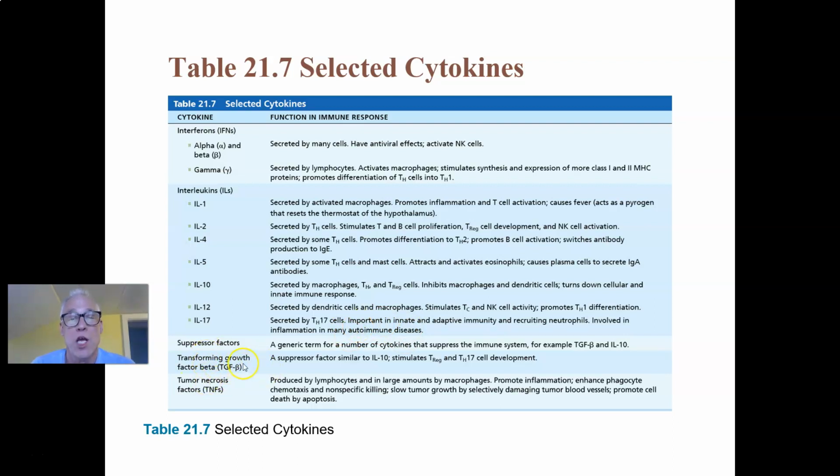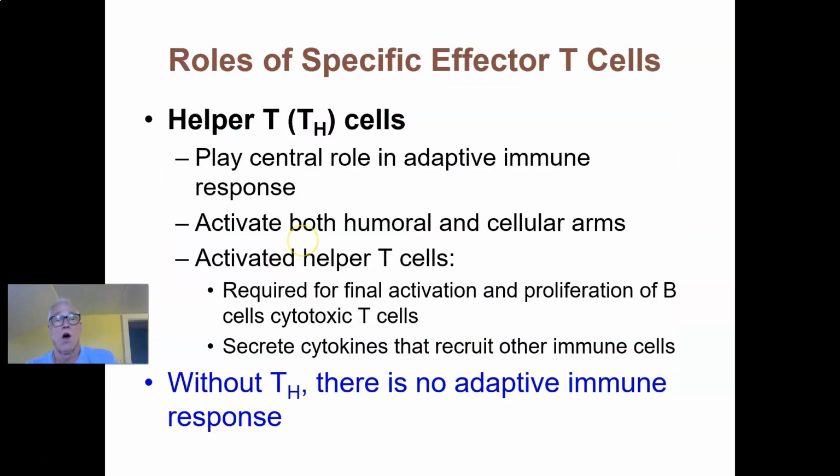TGF-beta is another inhibitory suppressor cytokine that helps modulate immune responses, along with IL-10. TNF-alpha we talked about as a very pro-inflammatory cytokine produced by macrophages. So just a nice collection or review, a nice table of interleukins and cytokines and what they do. Okay, helper T cells.